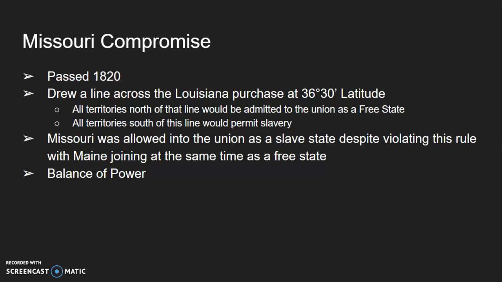Slave states are in constant paranoia that the free states are going to get enough of a majority to try to make slavery illegal. This is why the southern states, one, are constantly trying to get new states to become slave states, and two, as we saw from our previous lessons, they're clinging to a lot of states' rights issues about things like the nullification crisis and things like that, because they're trying to make sure that come hook or come crook, they're going to be able to preserve the institution of slavery.